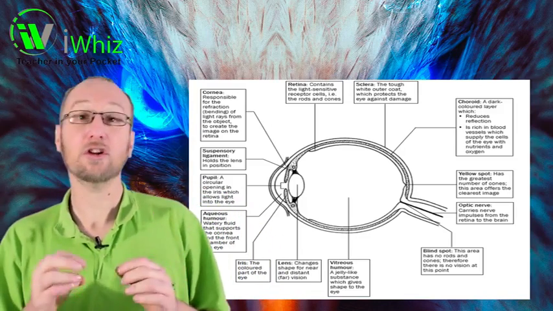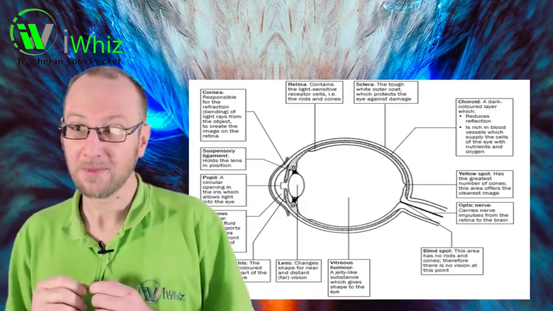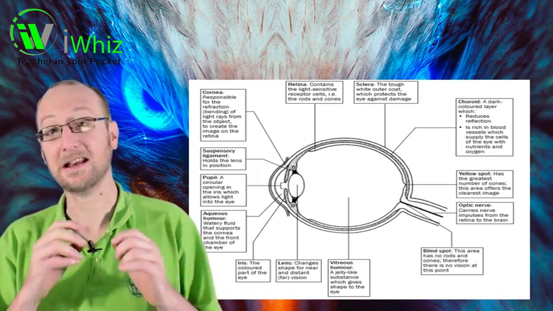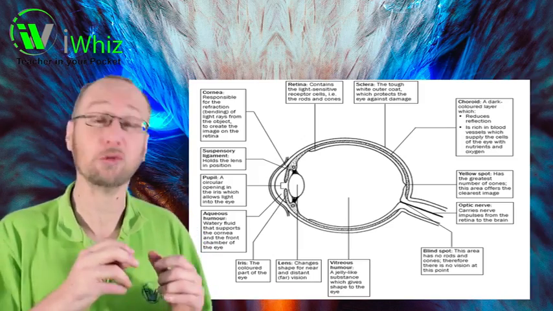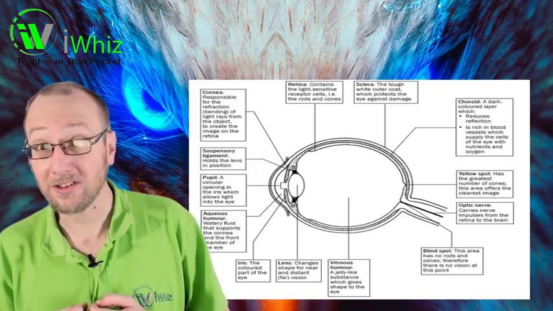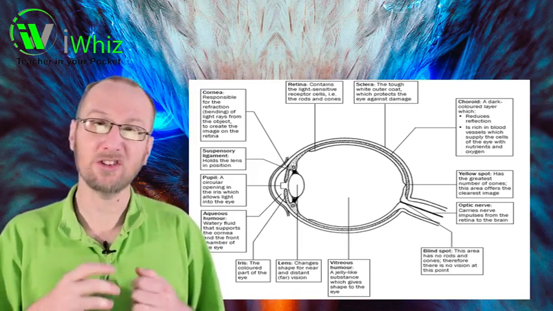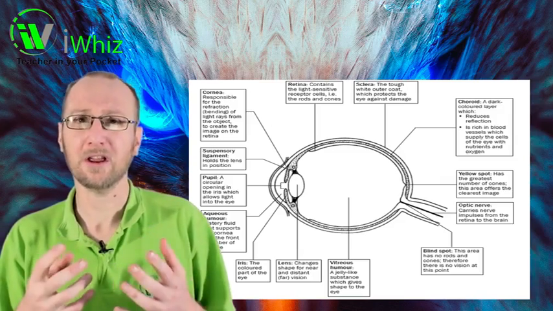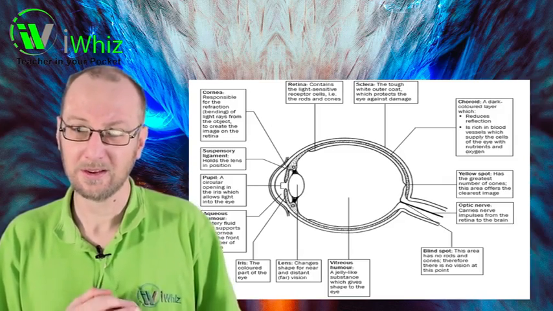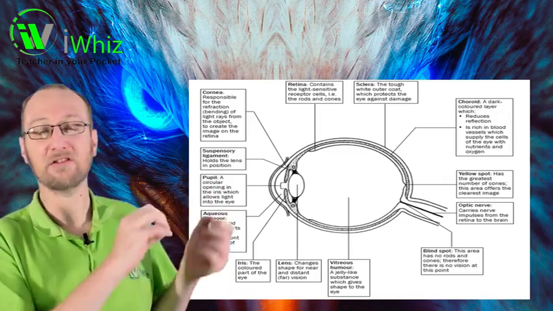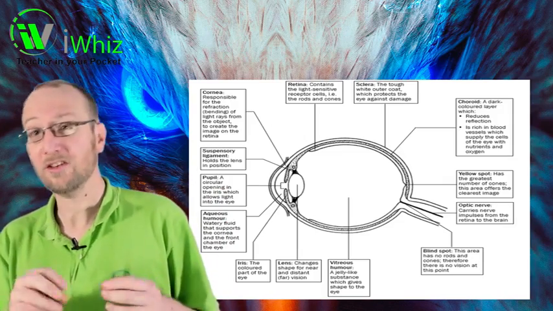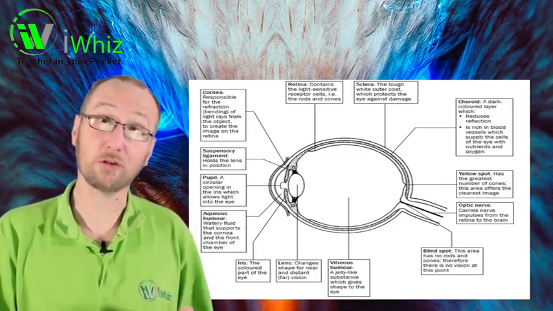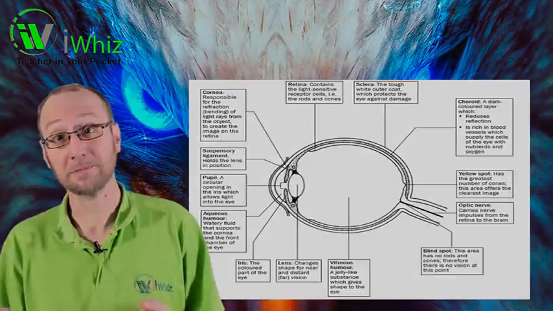We then have the choroid. The choroid is a dark-colored layer, and what this does is it reduces reflection of light inside the eye, and it's rich in blood vessels to supply the eye with the blood supply it needs. We then have the optic nerve. The optic nerve is a nerve which carries impulses from the eye to the brain.